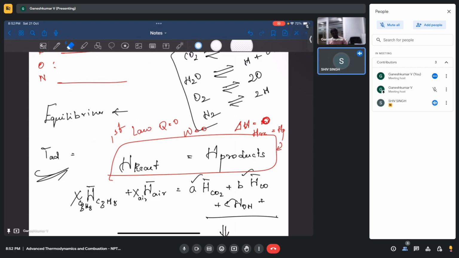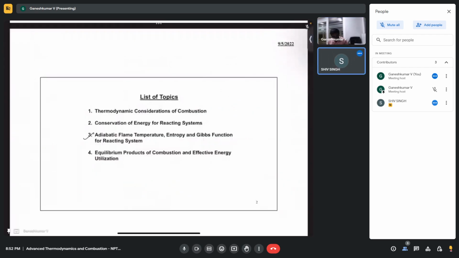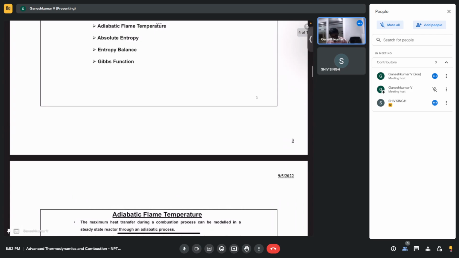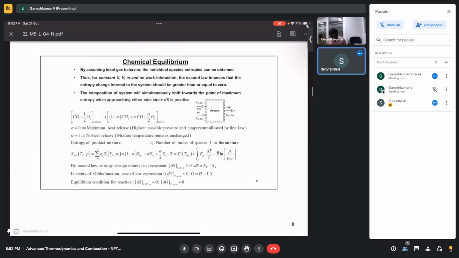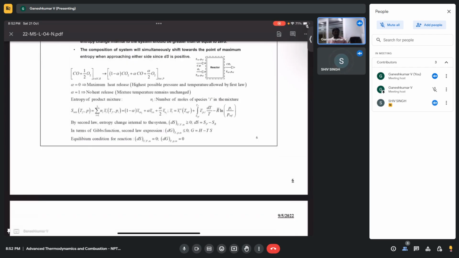But only the first law will not give you the A, B, C, D, and all. So for that, you need to employ the second law of thermodynamics. So you write the entropy of the product mixture, and since it's an equilibrium, it should go to a maximum state, right? Entropy of the universe should always increase.